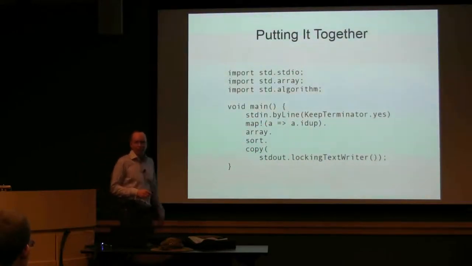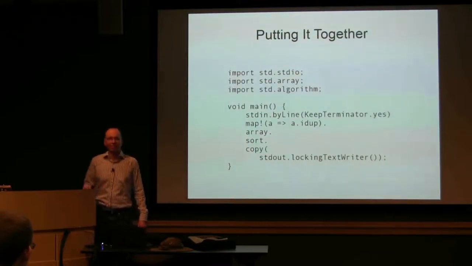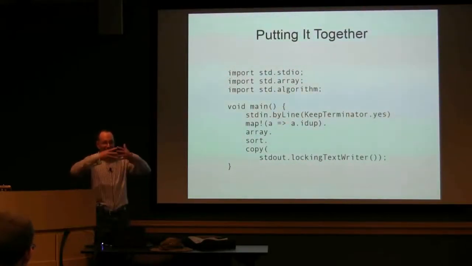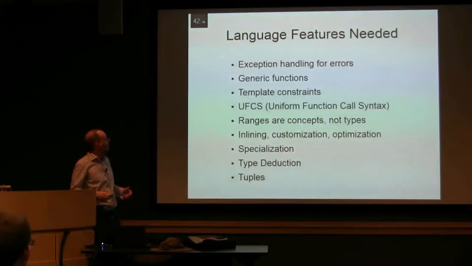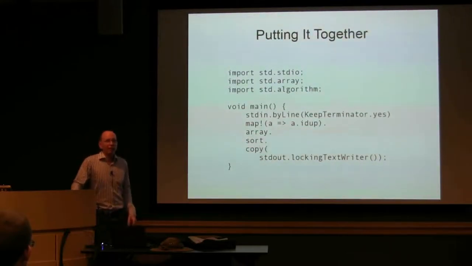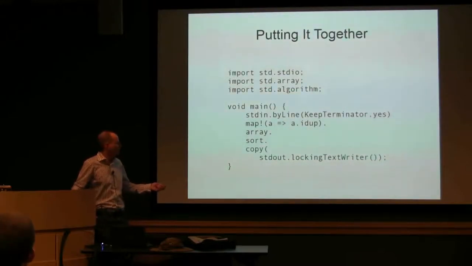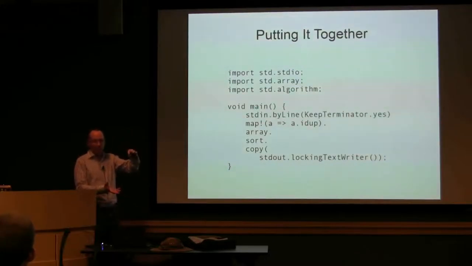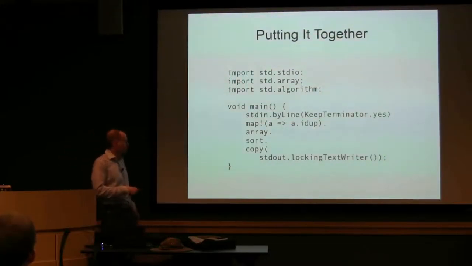Who can guess what locking text writer does? Okay, what happens in a C program when you write to standard out, and you have a multi-threaded C program? If you look in the library routine, each write to standard out actually locks the stream and then writes and then unlocks it. What locking text writer does is lock it once for this entire operation. So if you have a lot of threads writing to standard out, this entire operation is going to come out together rather than interleaved with some other thread's output. That's all that is.